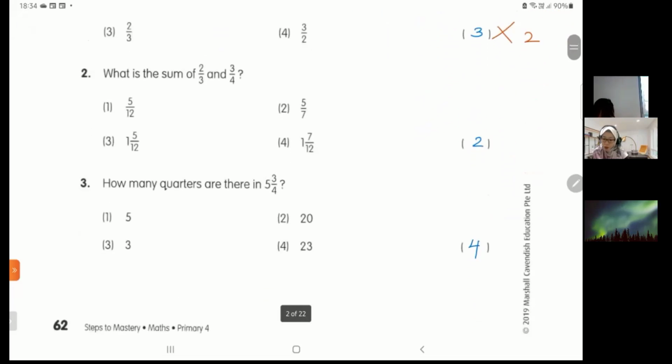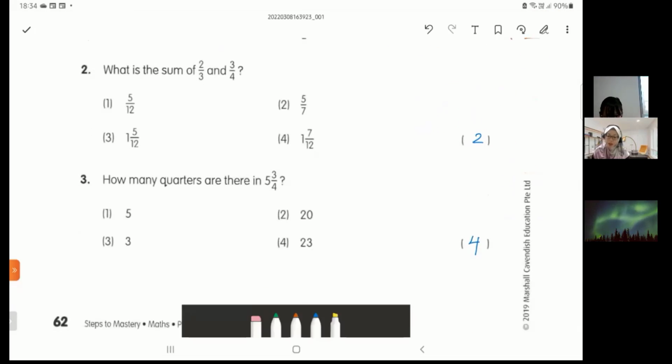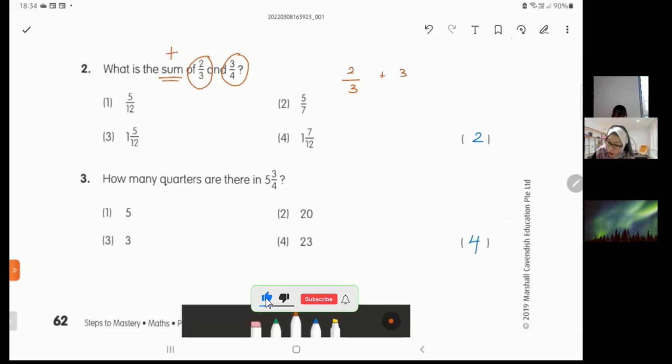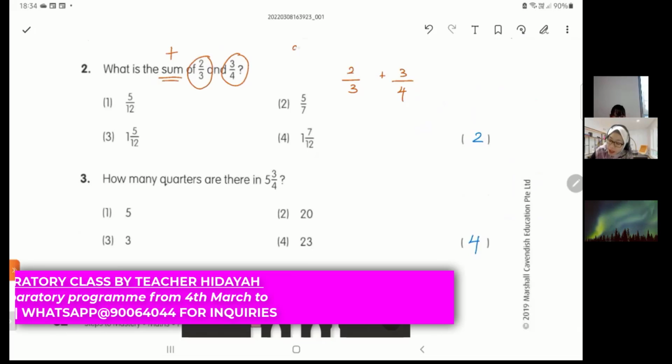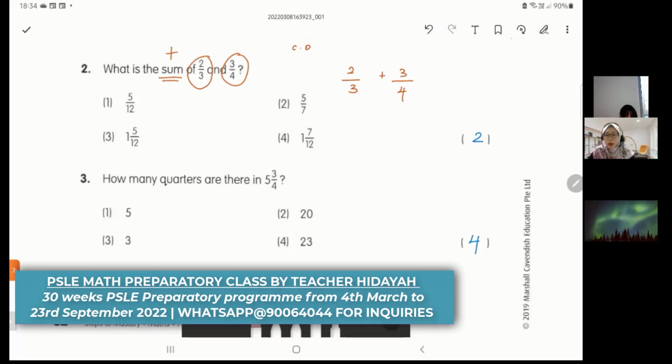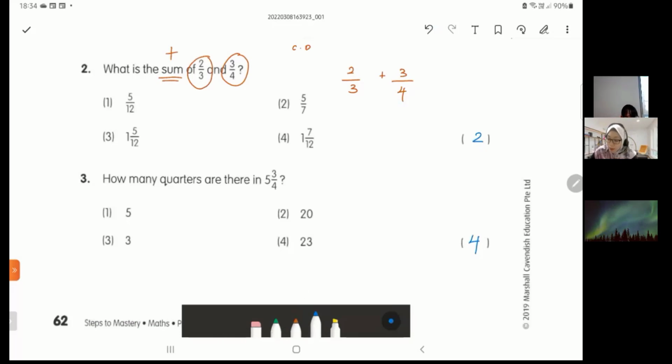Next, number 2. Later can copy. Wait, I go through first. What is the sum of 2/3 and 3/4? Sum means add. So 2 over 3 plus 3 over 4. What do we do first? The first step is common denominator. Let's look at the denominator. Are they the same? 3 and 4, not the same. Can we make it the same? Can. 3 times 4, 4 times 3.